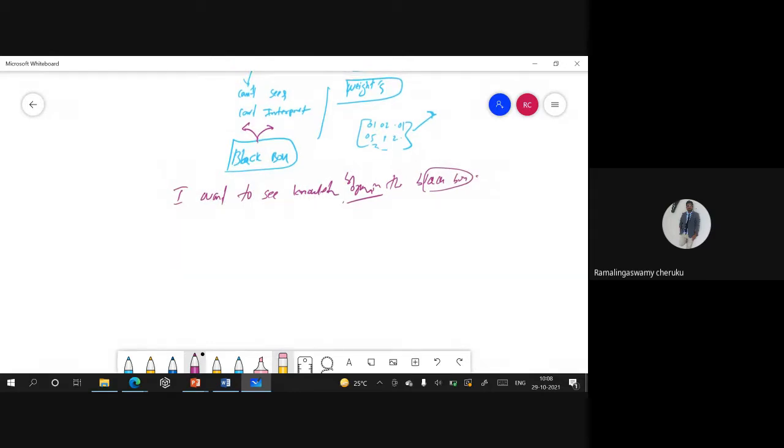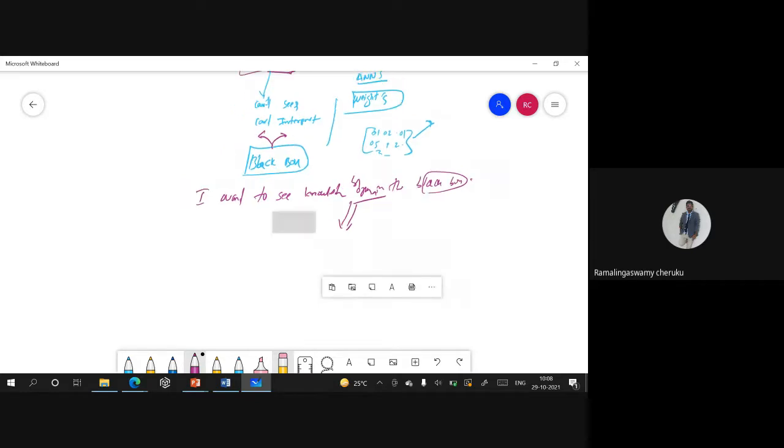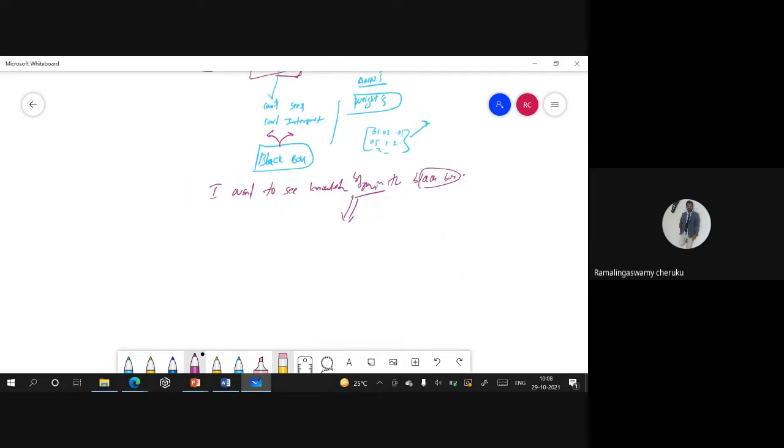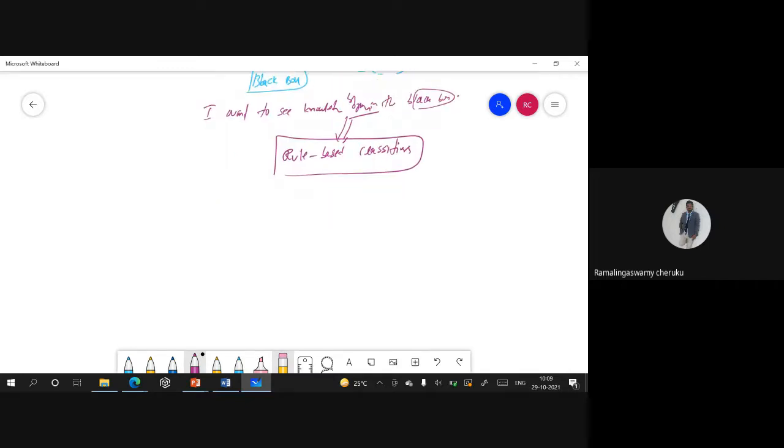So the area we are talking about, when you try to open the box and want to interpret the knowledge, can be accomplished with the help of rule-based classifiers. I understood, right? The essence of rule-based classifiers is to bring more interpretability into your system. So the knowledge is more interpretable now. You can see the knowledge by looking at the rules.